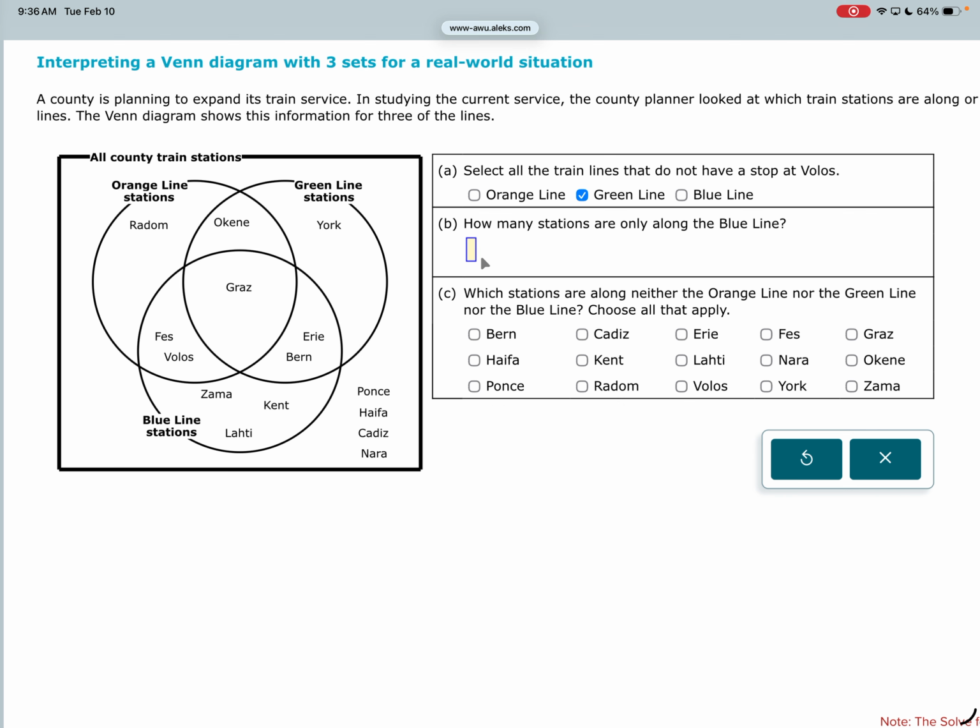How many stations are only along the blue line? The word only signifies that you are only looking at the blue ones right here. It would not go to the green or the orange or both. So it'd be Zama, Kent, and Lati. Okay, so it'd be 3.